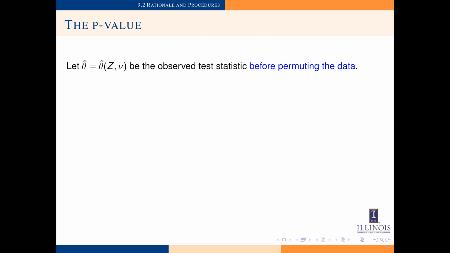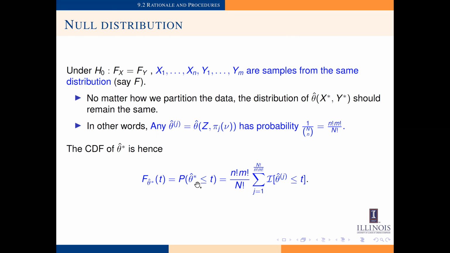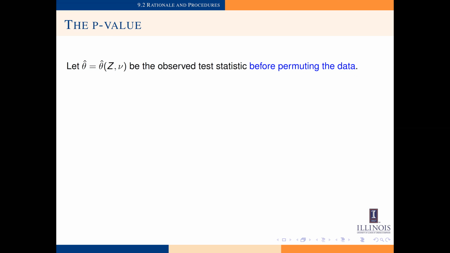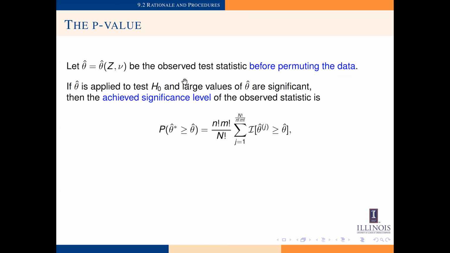Once we have the CDF of theta hat star, the permutation distribution, then we can start performing hypothesis testing using a permutation test. Let theta hat denote the statistic computed from the original observed sample. So theta hat is computed with the theta hat function evaluated at Z and nu, which is the observed test statistic before permuting the data. So the partition is still X and Y, the originals, not X star or Y star. Then if theta hat is applied to test H0 and large values of theta hat are considered significant, then the achieved significance level of the observed statistic is given by the probability that the random variable theta hat star is larger than or equal to the observed theta hat.